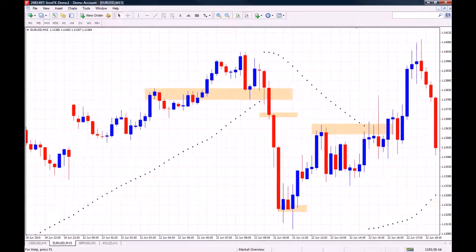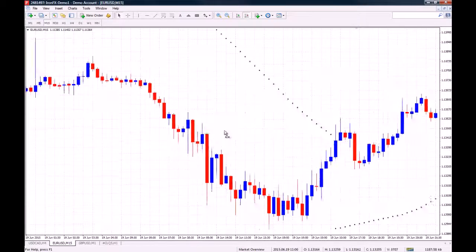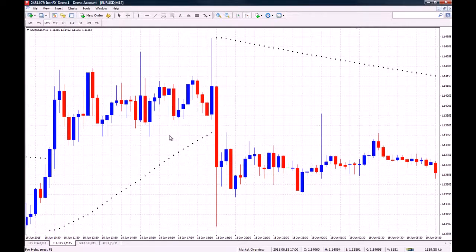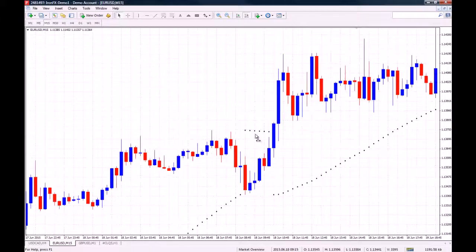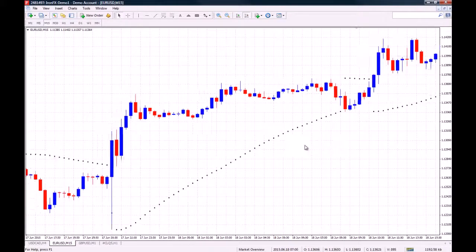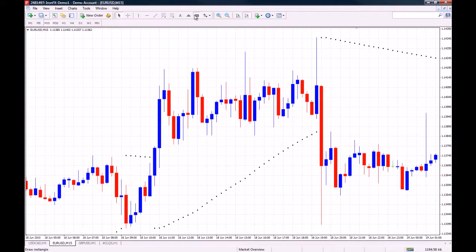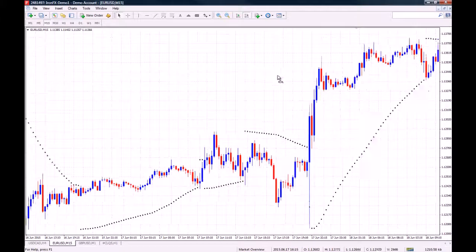Okay, now let's go back a little bit to see if we can look for a nice bullish. Well, let's look at this example right here very shortly. We have a break of the parabolic SAR. We have a break of this area of support, and the entry is right here. 1, 2, 3, 4 candles later, we have a winning trade. Now let's look for that break to the upside.